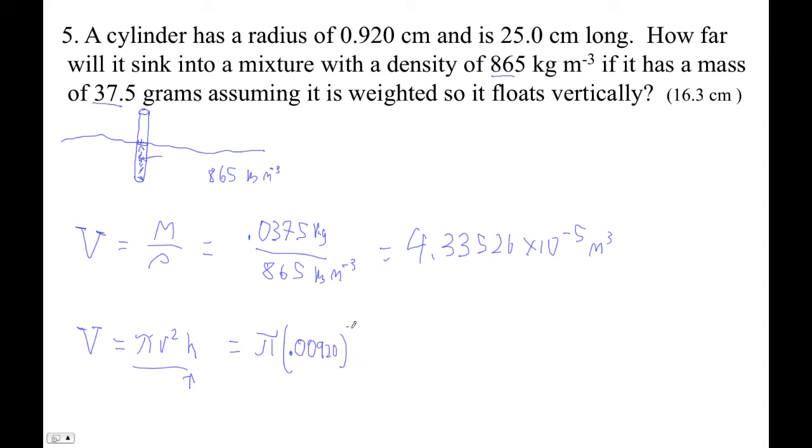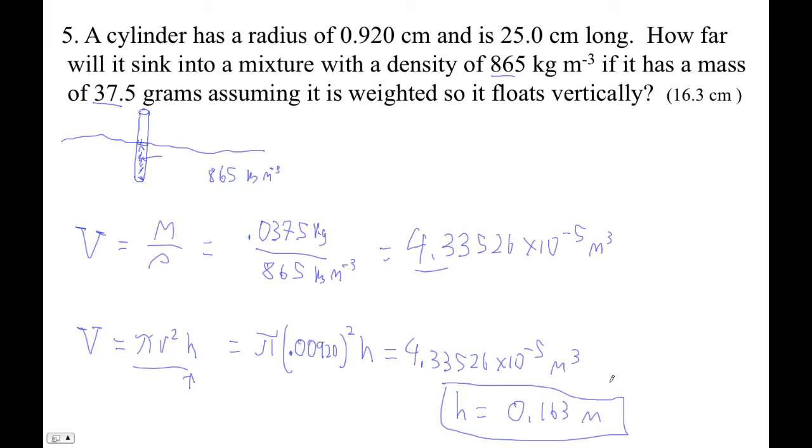So that is 0.0092 squared. Yes, I do believe that's correct. Okay, times h, and then of course that equals the volume we figured out, right? Now I can figure this out. I'm going to divide what's on my calculator by parentheses pi times 0.0092 squared. 0.163, so the h is, ta-da, 16.3 centimeters.